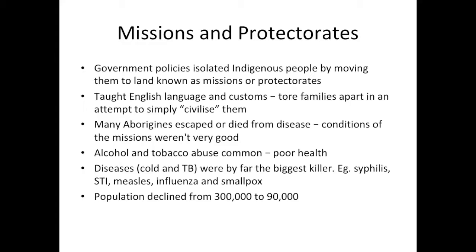Diseases such as the cold and tuberculosis were by far the biggest killer. Other killers including syphilis, sexually transmitted diseases, which led to a declining birth rate, measles, influenza, and smallpox, which is thought to have wiped out 50% of the Aboriginal population. In this time period, the population declined from 300,000 to 90,000.